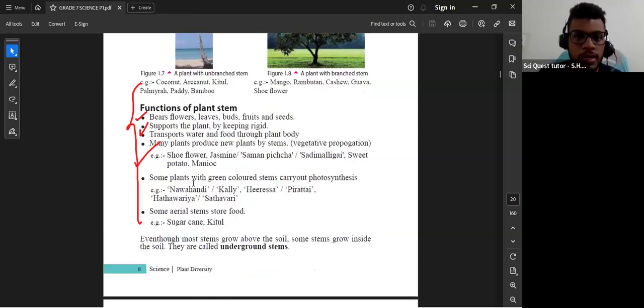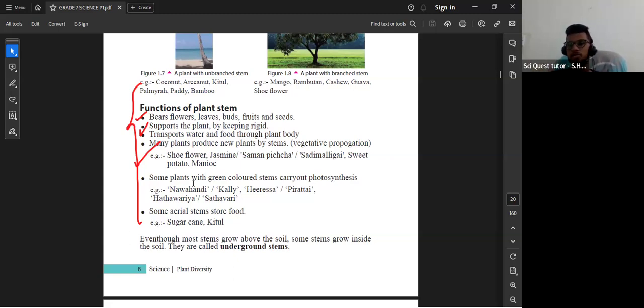Right. Next one, some aerial stems store food. Aerial stems help to store food in the stems, especially sugar cane, kithul. These are the different examples. Right, these are very simple. The functions of the plant stems are very simple. You just have to study them. At least if you can write five functions, that would be really great. So aerial stems, what do they do? They store food. Right, students.